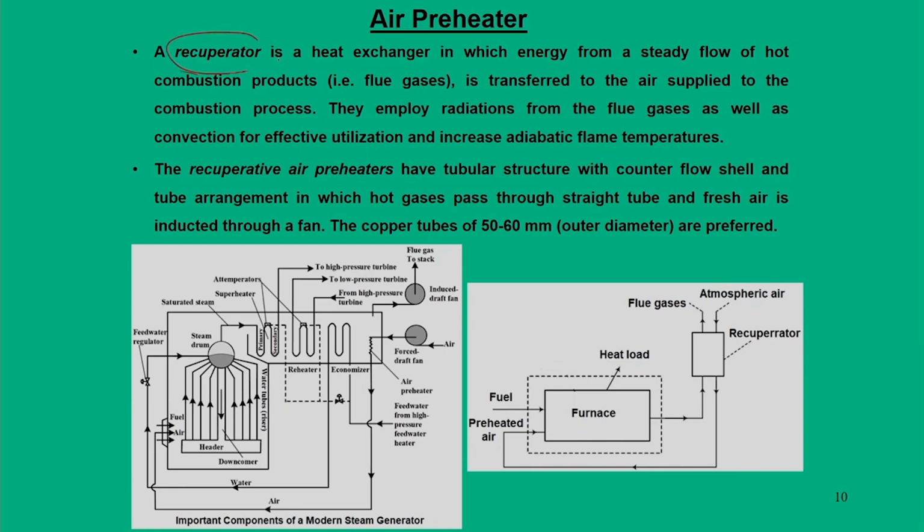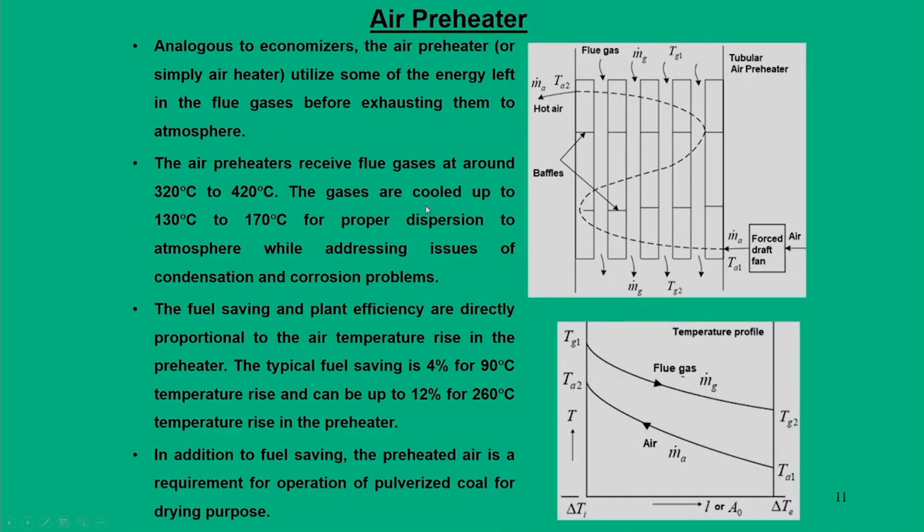A recuperator is a heat exchanger unit in which energy from the steady flow of hot combustion products or flue gases is transferred to the air supplied for combustion. So, basically the air preheater unit in a modern steam power generator is a recuperative type air preheater, and it operates in a counter flow heat exchanger mode. This counter flow heat exchanger's design is a little bit different. This unit normally uses a tubular type, so these are tubular type air preheaters.